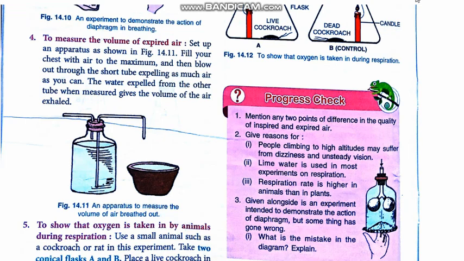Next is: give reasons, people climbing to high altitude may suffer from dizziness and unsteady vision due to lack of oxygen. Lime water is used in most experiments on respiration. Why? We are using lime water to check whether CO2 is present or not. Third is: respiration rate is higher in animals than in plants. So why is the respiration rate higher in animals than in plants? Simply because animals need more energy, so the respiration rate is higher than in the plants.